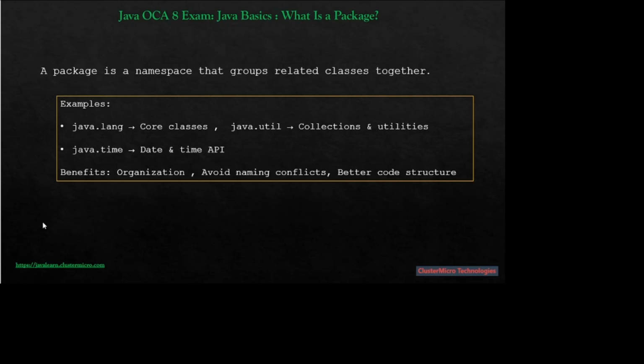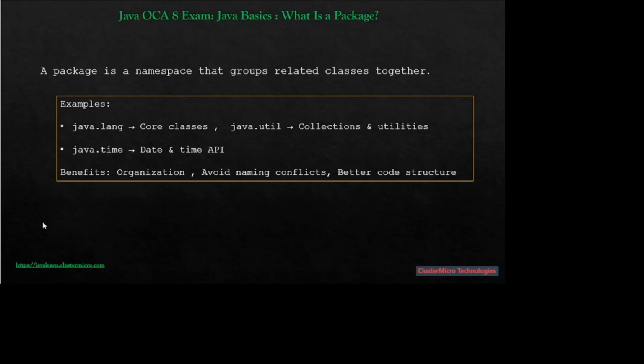Second is java.util. This is the utilities package. ArrayList, HashMap, Arrays, Collections, all the data structure classes live here. You'll need to import this one. And the third one is java.time. This is the date and time API introduced in Java 8. LocalDate, LocalTime, Period, DateTimeFormatter, all are here. The exam loves testing this package.